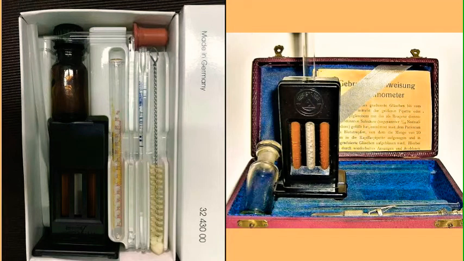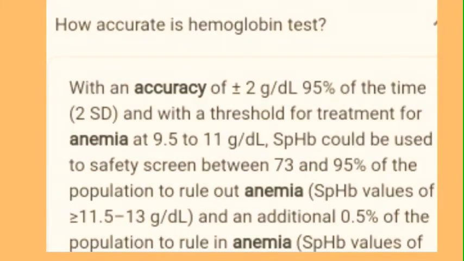How accurate is the hemoglobin test? With an accuracy of plus or minus 2 gram per deciliter 95% of the time, and with the threshold for treatment of anemia at 9.5 to 11 gram per deciliter, SpHb could be used to safely screen between 73 and 95% of the population to rule out anemia.